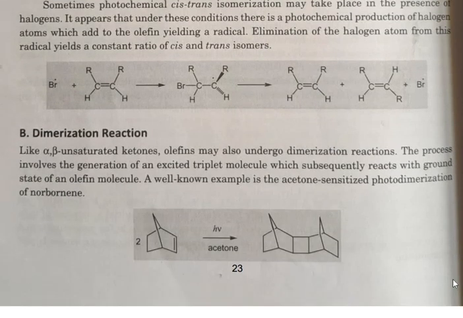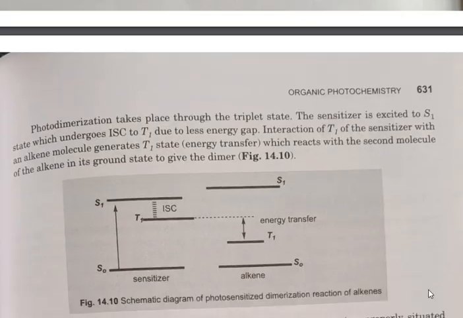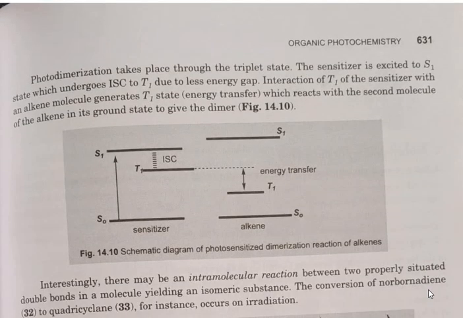Now dimerization reactions. You can see this is the acetone sensitized photodimerization of norbornene. This compound is norbornene. So you can see here dimerization reactions of norbornene. What happened here? You can see S0 to S1. Now you can see the T1 intersystem crossing. Then you can see the T1 of alkene and S0 of alkene.